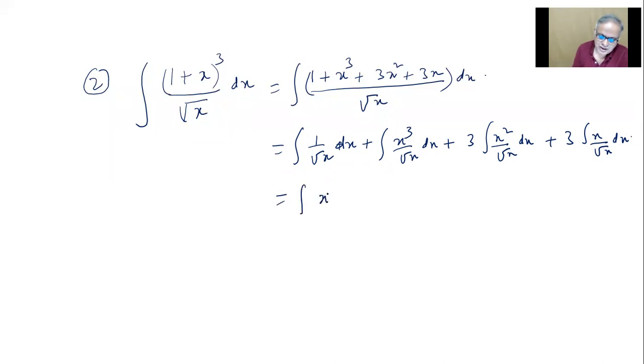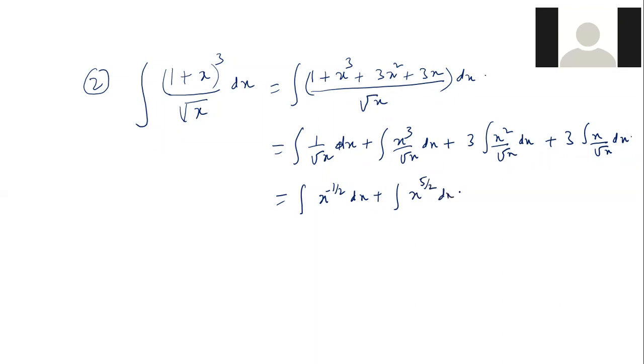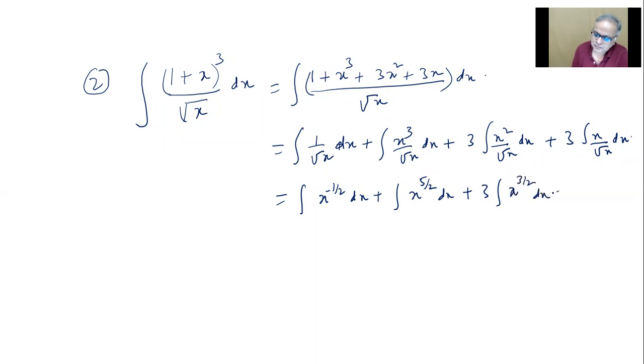X to the power minus half dx plus, this is half, that is 3, 3 minus half, right? So how much is that? 5 by 2. This is how much? 3 by 2. This is how much? 1 by 2. So everything you got reduced to what? X to the power n form, right?